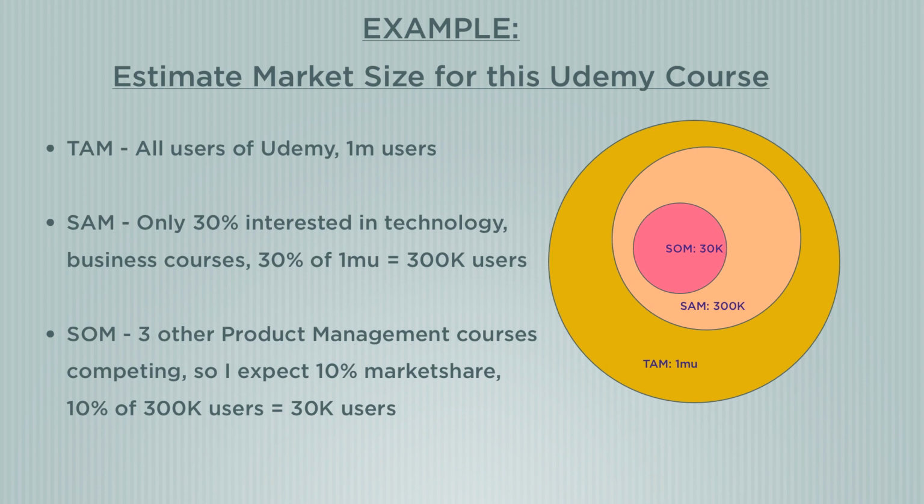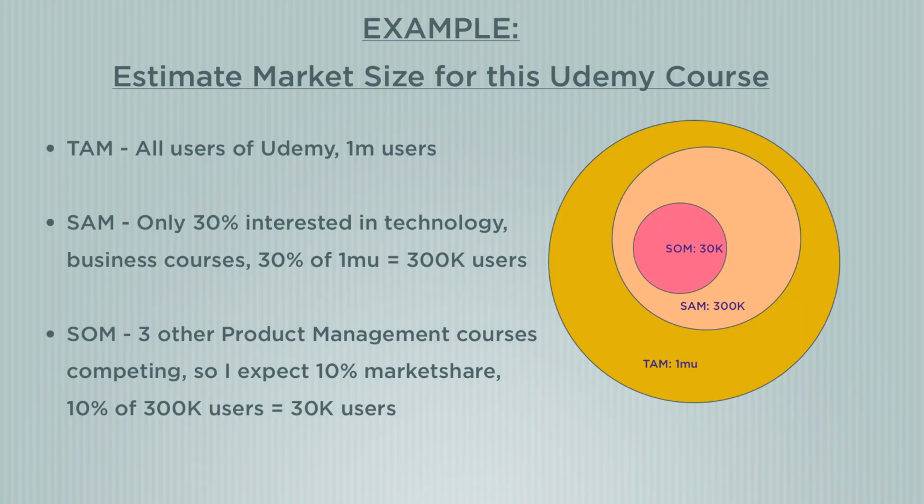And so those two numbers. But let's also say that there are 3 other product management courses that are of better or good or the same quality as mine. So that means I have 3 competitors in this space. And realistically, I'm going to say that, competing with the 3 other product management courses, I may perhaps get about 10% of the market share.